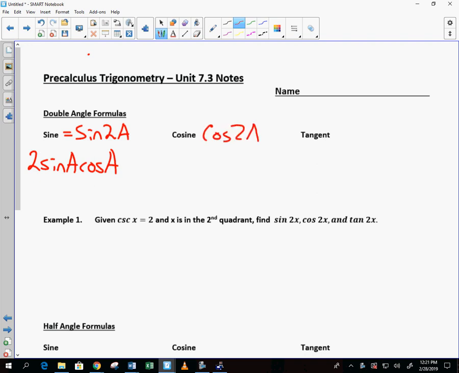Cosine of a double angle, we have 3 options. I just did the 3 options on the other page. We started with cosine squared of a minus sine squared of a. We also had 2 cosine squared of a minus 1. And we had 1 minus 2 sine squared of a. So for cosine of 2a, you have 3 options. I always choose the last one.